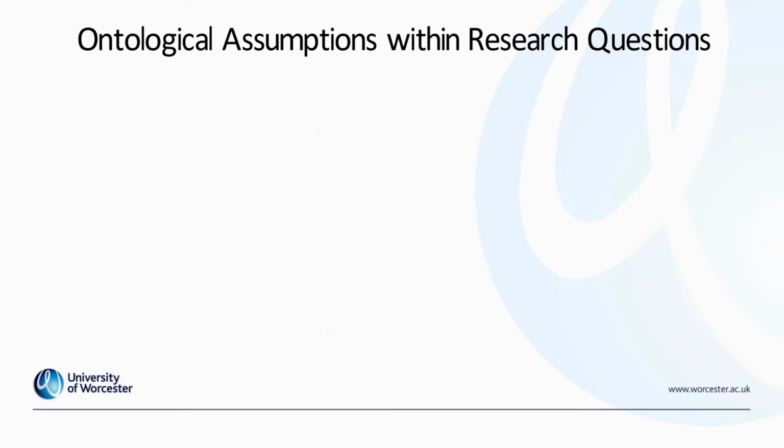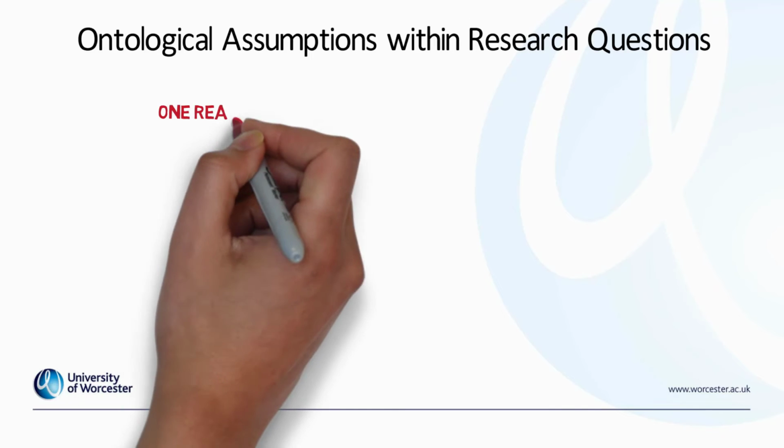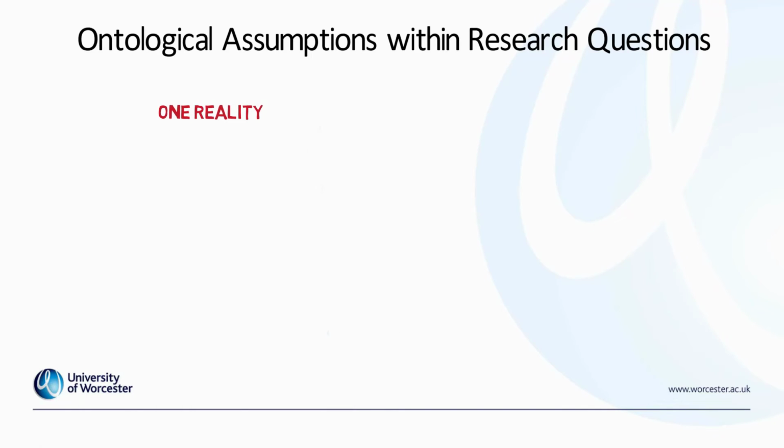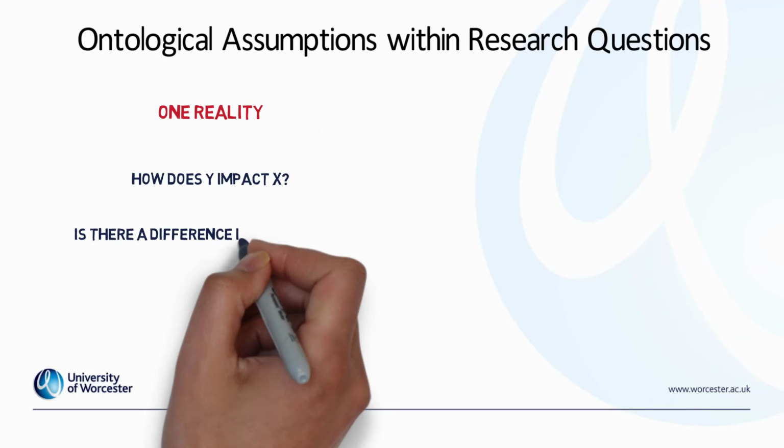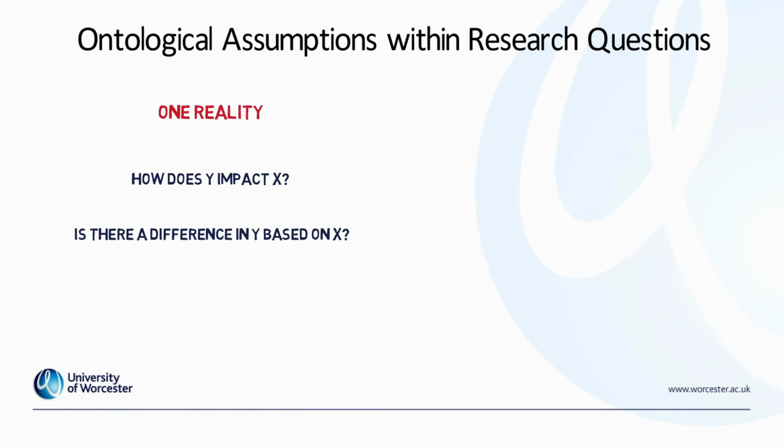So, let's look at some ontological assumptions within research questions. If you believe there is one reality, you might be trying to assess how Y impacts X, because you'll assume that Y always impacts X in the same way. Or is there a difference in Y based on X? Because again, depending on X, there will always be a difference in Y. Or you might be interested in what happens when Y is done, because you're assuming, again, the same thing will always happen when Y is done.